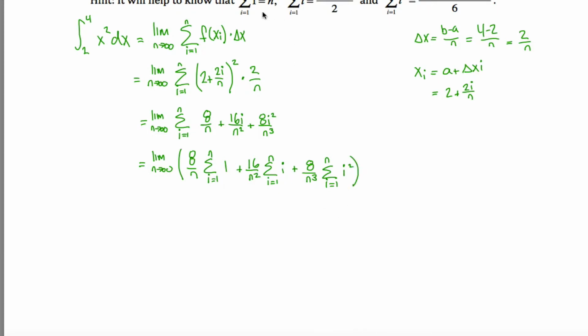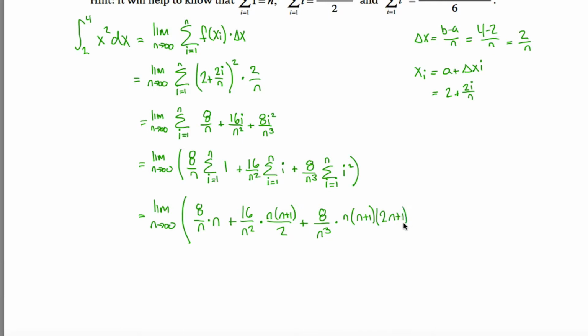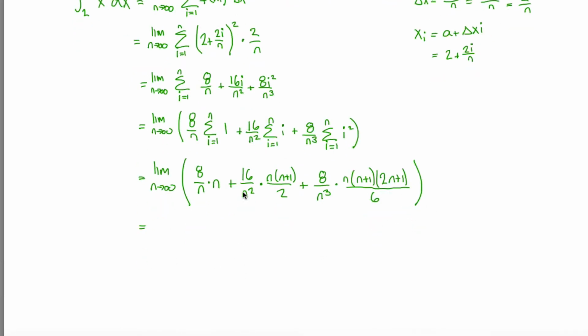Hey, good news. The sum from i equals 1 to n of 1 says up here that's n. The sum from i equals 1 to n of i says up here that's this. This. We prove all those using induction, I guess. But I didn't ask you to prove these. I asked you to take my word for it. So let's see what we got. We got the limit as n approaches infinity of 8 over n times n plus 16 over n squared times n times n plus 1 over 2 plus 8 over n cubed times, I kind of want to FOIL this now, but I'm not going to. I'll do it later. n times n plus 1 times 2n plus 1 divided by 6. Whew. Okay. How am I doing on room here? Plenty of room.